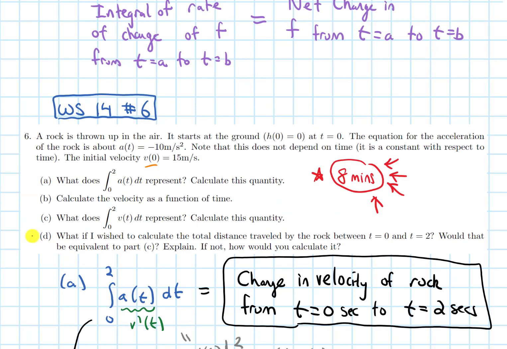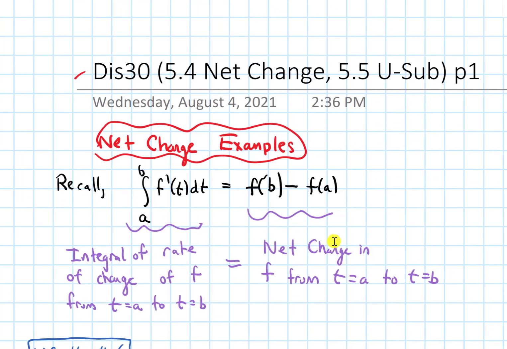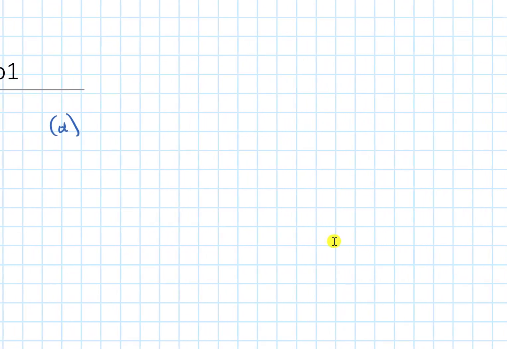Okay, so if we look at part D now, it's asking, what if I wish to calculate the total distance traveled by the rock between t equals 0 and t equals 2? Will that be equivalent to what we got in part C? Explain, and if not, if it's different, how would you calculate it? Okay, so let's think about part D now.